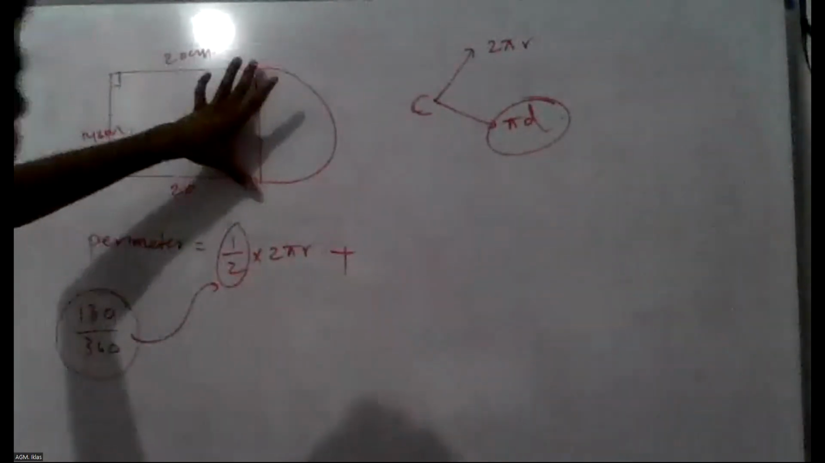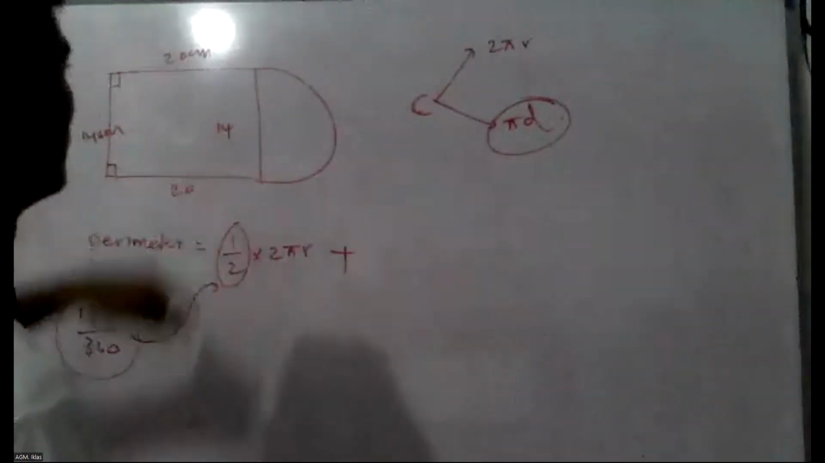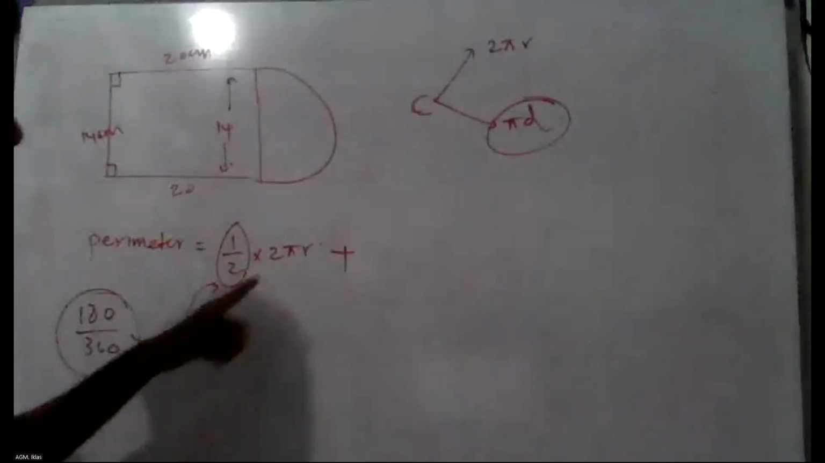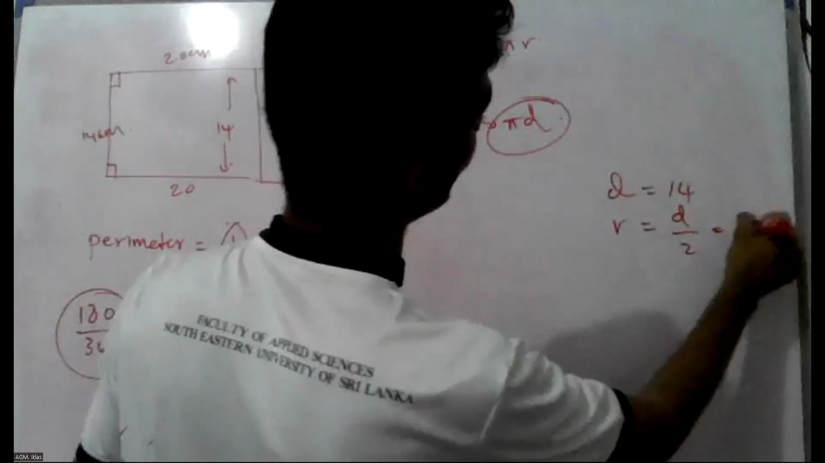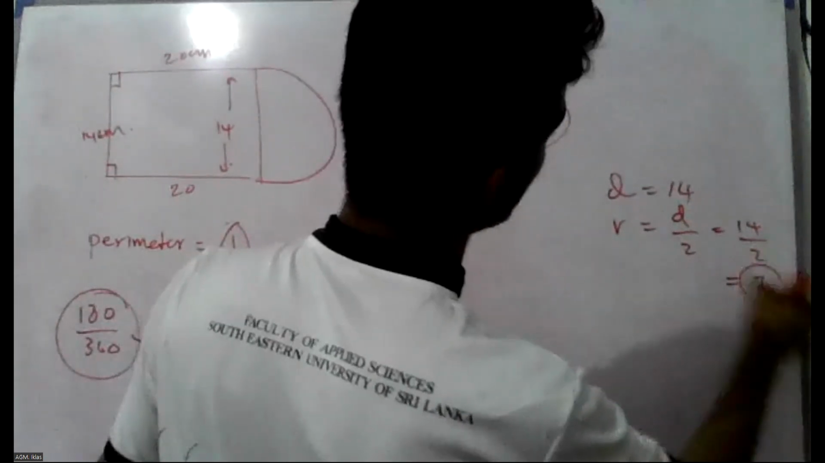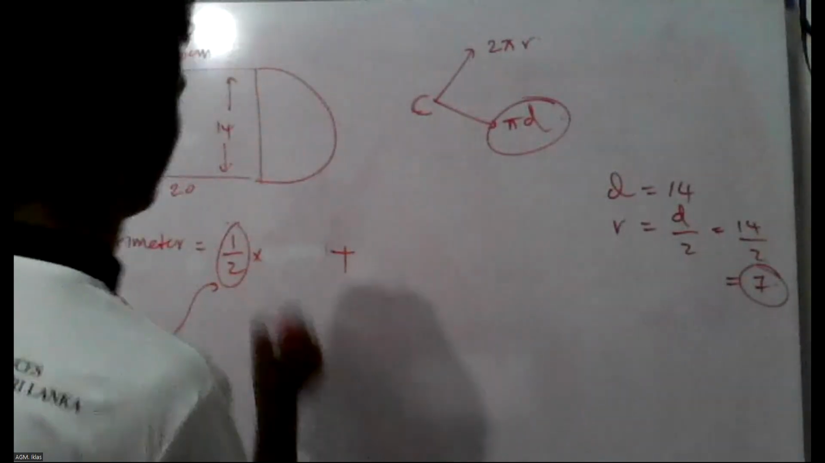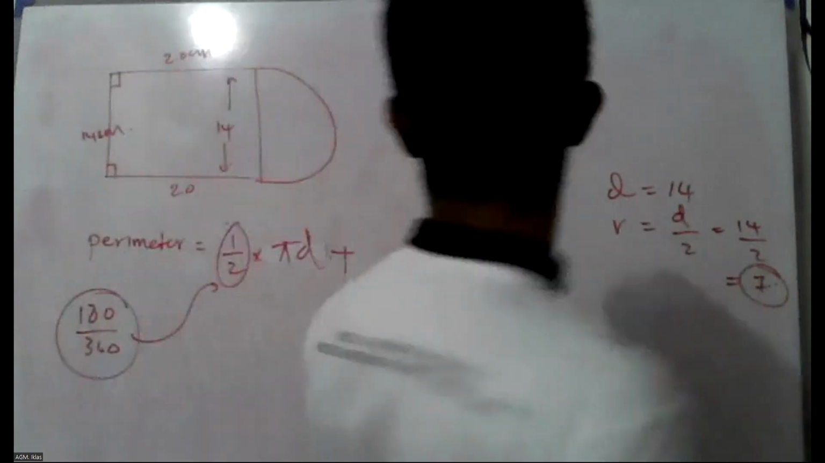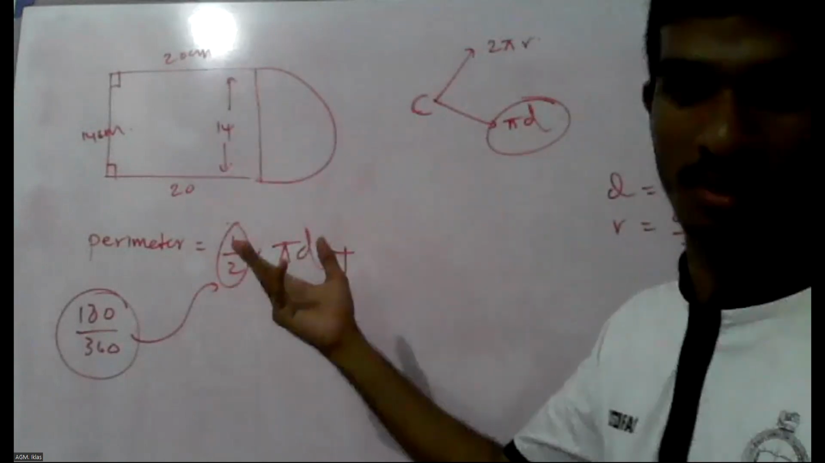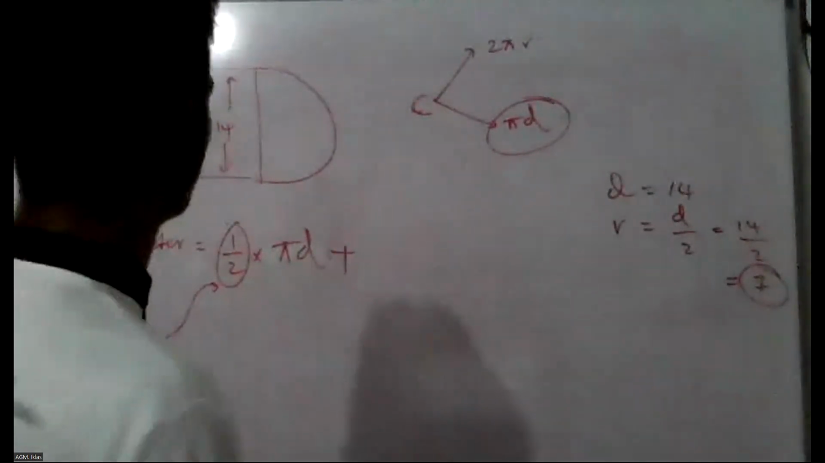If we are given diameter, we need to use this equation. You tell me, this is the diameter of the semicircle. That is 14 centimeter. If I use the equation 2 pi r, I need to put r is equal to d by 2, which is equal to 14 by 2, which is equal to 7. Sometimes I may forget to do this. In that case, I better use the equation pi d. Otherwise, sometimes I may substitute 14 instead of r by mistake, and you will end up with the wrong answer.